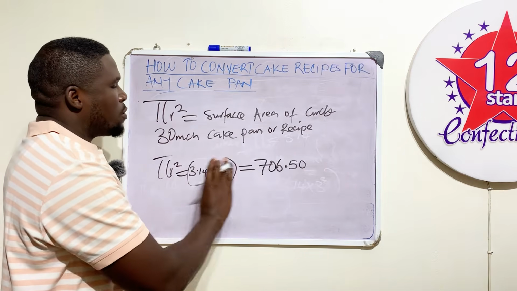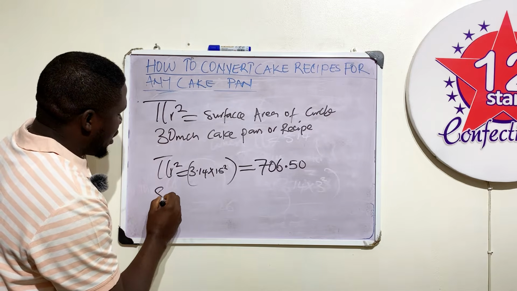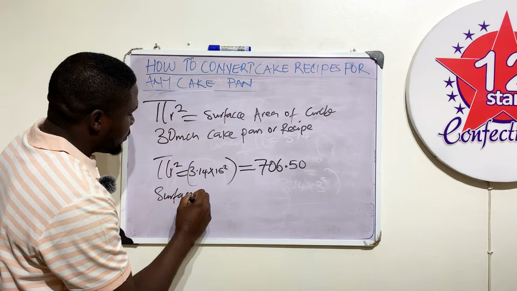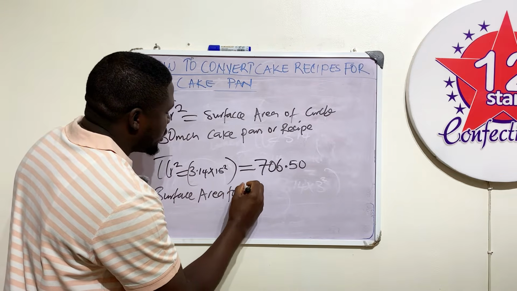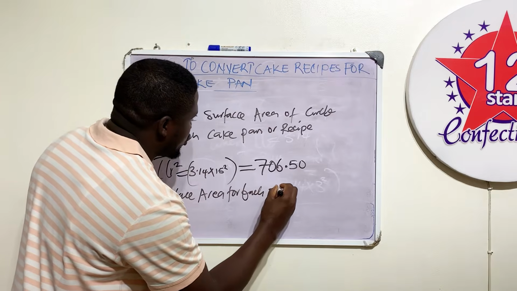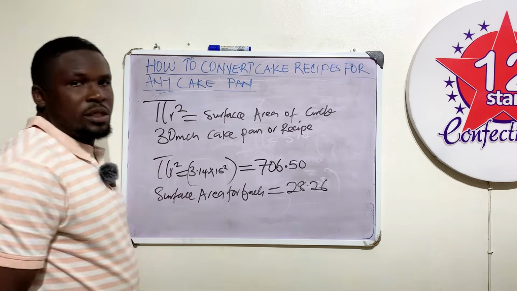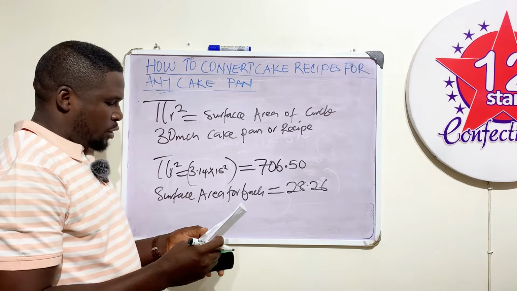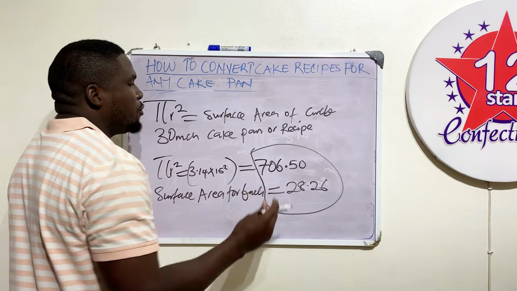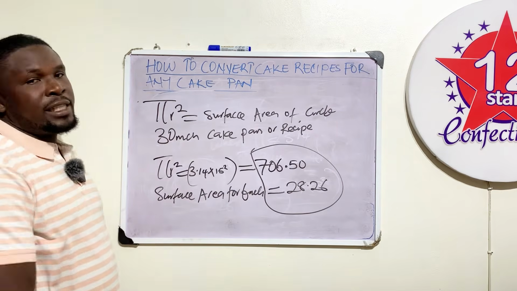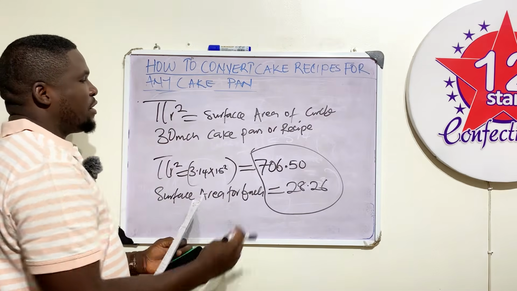So right now, you know already, we have the surface area for the 6 inches cake pan, which we already did to be 28.26. Yes. So these are the two factors that will give you the new recipe for your 30 inches cake recipe or pan. Do you understand? These are the two determinant factors that will give you that.